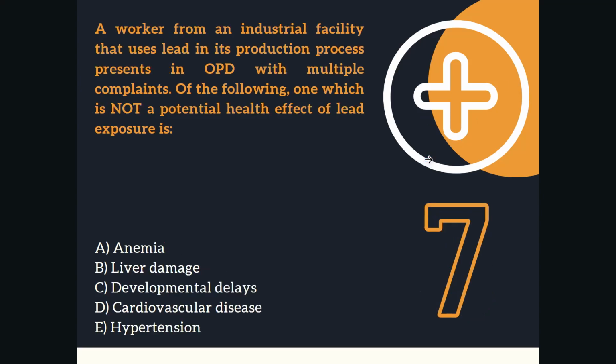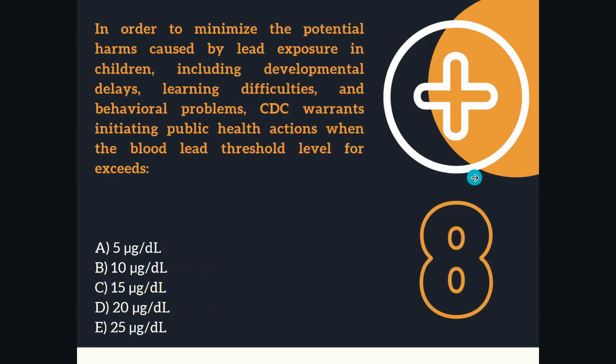A worker from an industrial facility that uses lead in its production process presents in OPD with multiple complaints. Of the following, one which is not a potential health effect of lead exposure is A, anemia, B, liver damage, C, developmental delays, D, cardiovascular disease, and E, hypertension. Yes, the answer is B, liver damage.